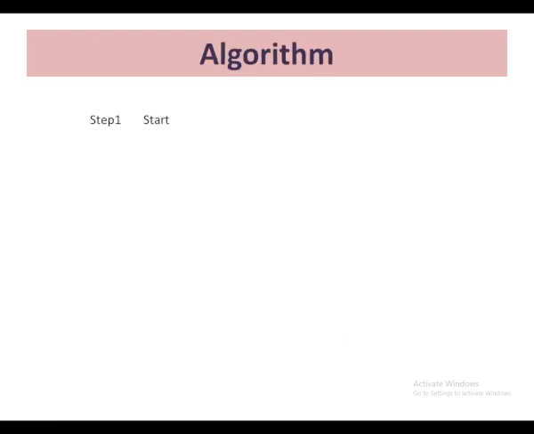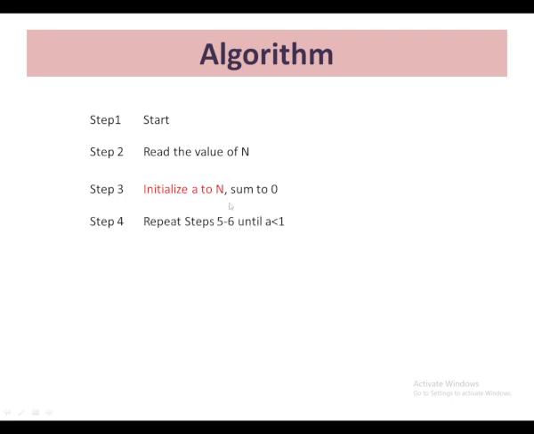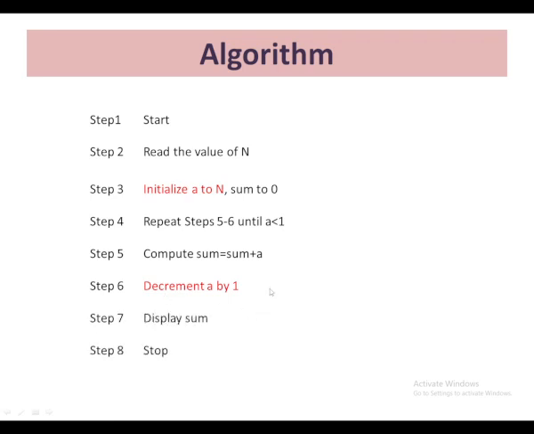So what is the change you need to do in the algorithm? I am initializing a is equal to n. Previously I initialized a is equal to 1 because that was the first value. So now I am initializing a is equal to n. What is the other change I need to do? The relation is not incrementing a by 1. Now it becomes decrementing a by 1. So these are the two steps you need to change in the algorithm.